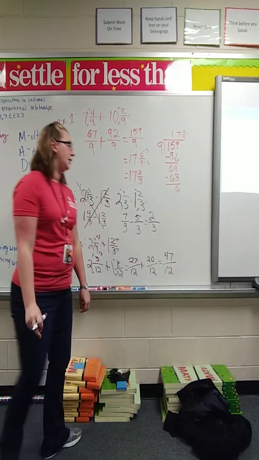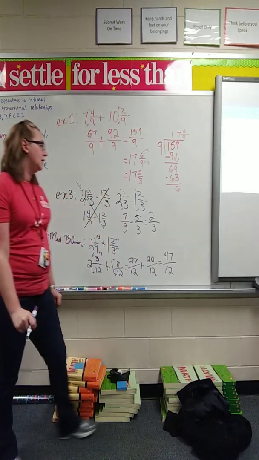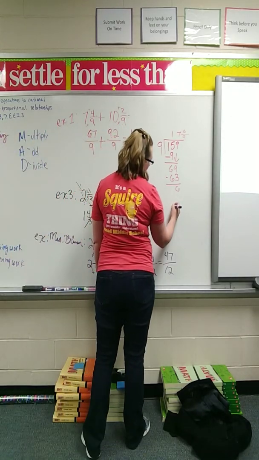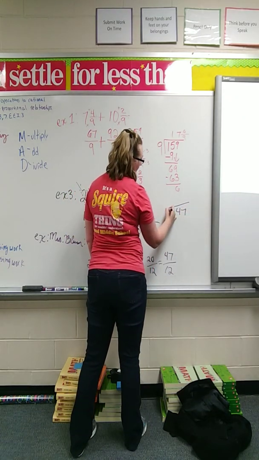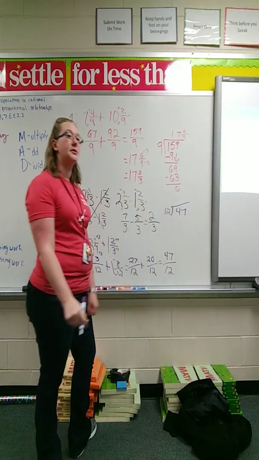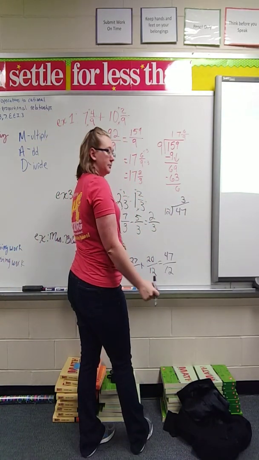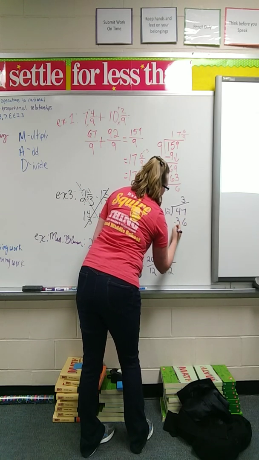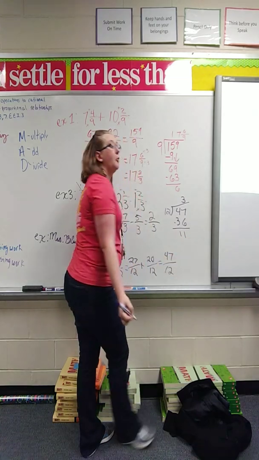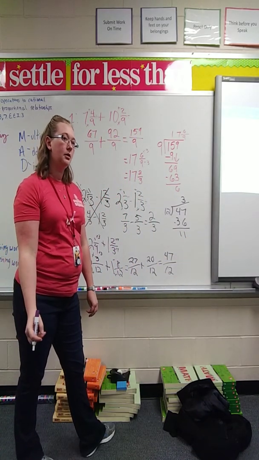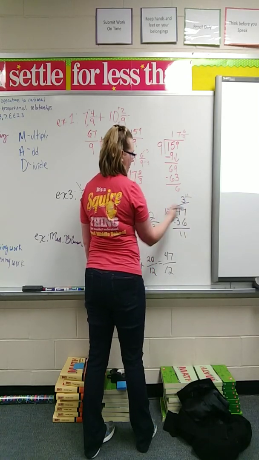We keep our denominator at 12. How do I get from 47 over 12 to a mixed number? Divide. What number goes inside my house? 47. What number goes outside? 12 goes into 47 how many times? 3. What's 12 times 3? 36. I subtract and get? 11. What's my new numerator? 11. What's my denominator? 12.